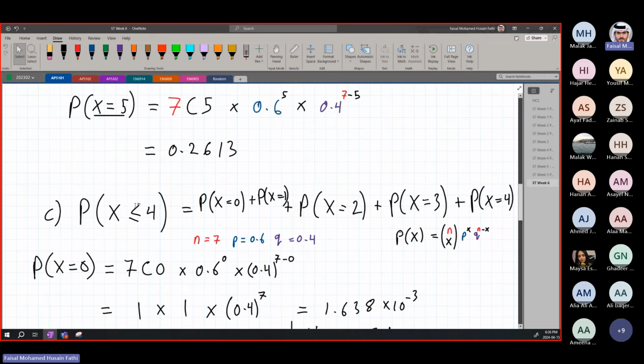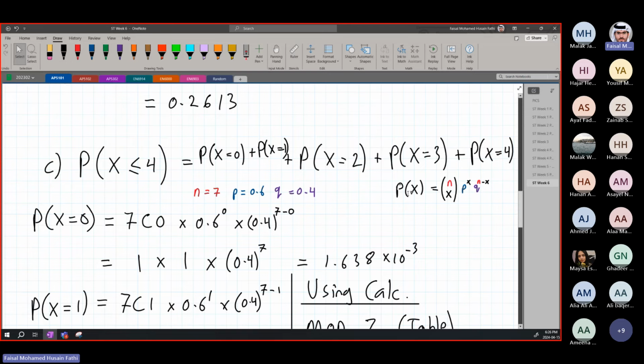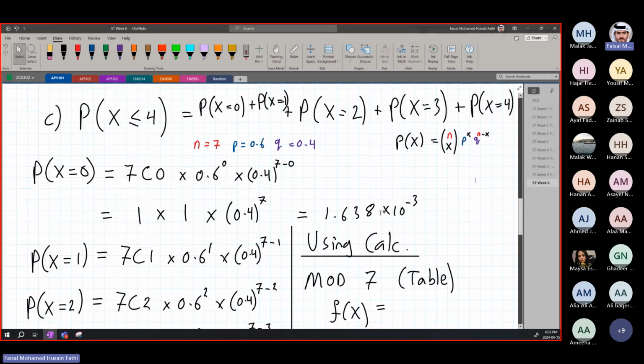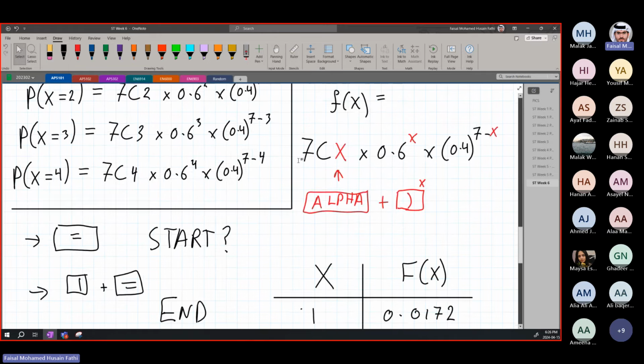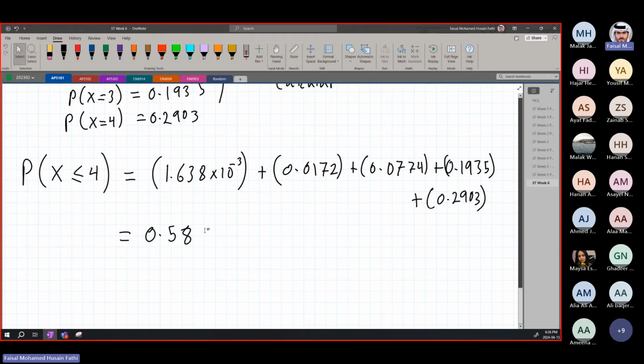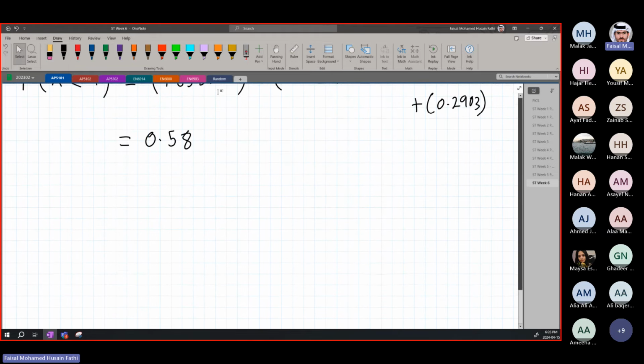So this is our x less than or equal to 4. What values do we have? We have from x equal 0 all the way up to x equal 4. So p of x equal 0, p of x equal 1, p of x equal 2, p of x equal 3, p of x equal 4. We're going to calculate each one using the binomial equation, and then we're going to add. Another method, if we're not using the binomial equation, because I'm not sure if the tables are going to be provided in the exam, but I want to show you how you will use the table as well, for the same exact equation.